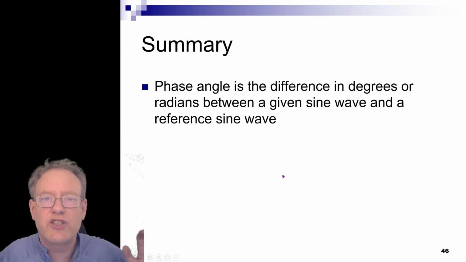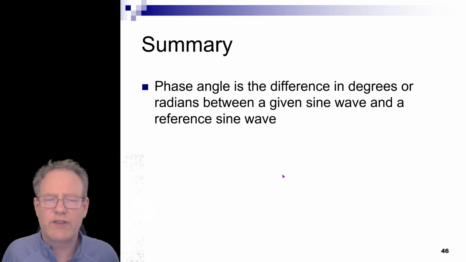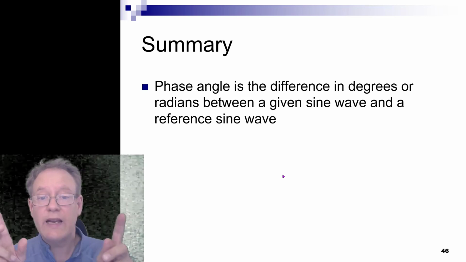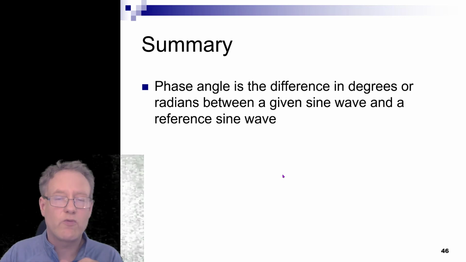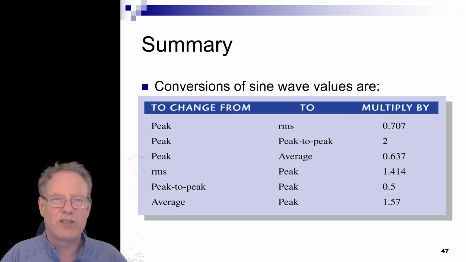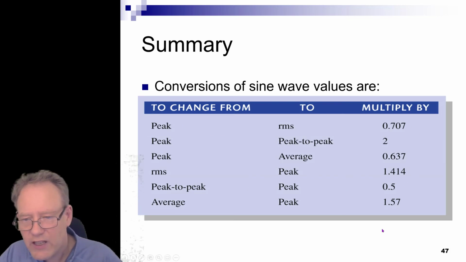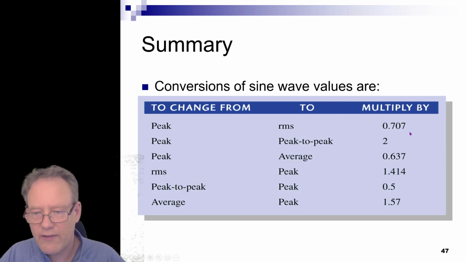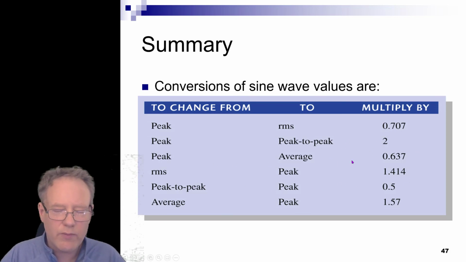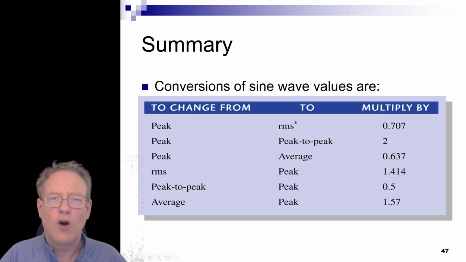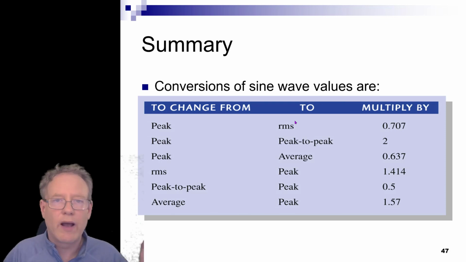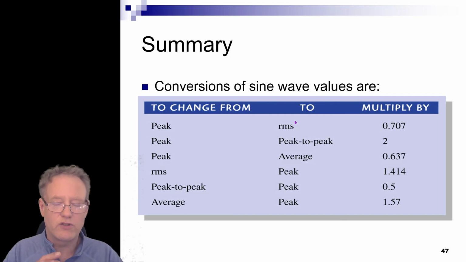So in summary, the phase angle is the difference in degrees or radians between a given sine wave and the reference sine wave, so that it's been shifted. And I think that's all I want to say, other than the fact that we've got these terms here. It's 0.707. Peak to peak is 2. The average is this value. Keep these numbers in your head, or you can have that other chart in your head. And when we do write the exam, of course, you'll have those values available.